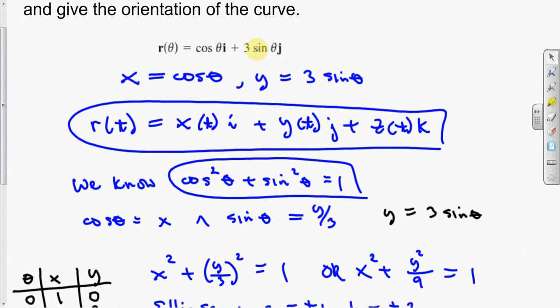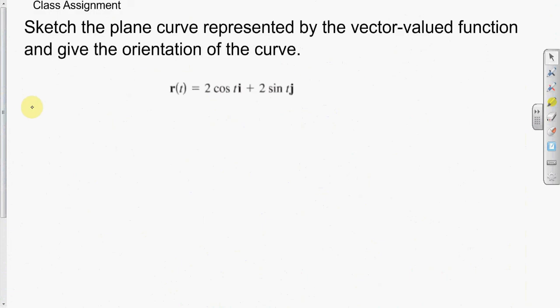Okay. So now I've got one for you. So no more preaching. Okay, I want you to do that one. That's a class assignment.